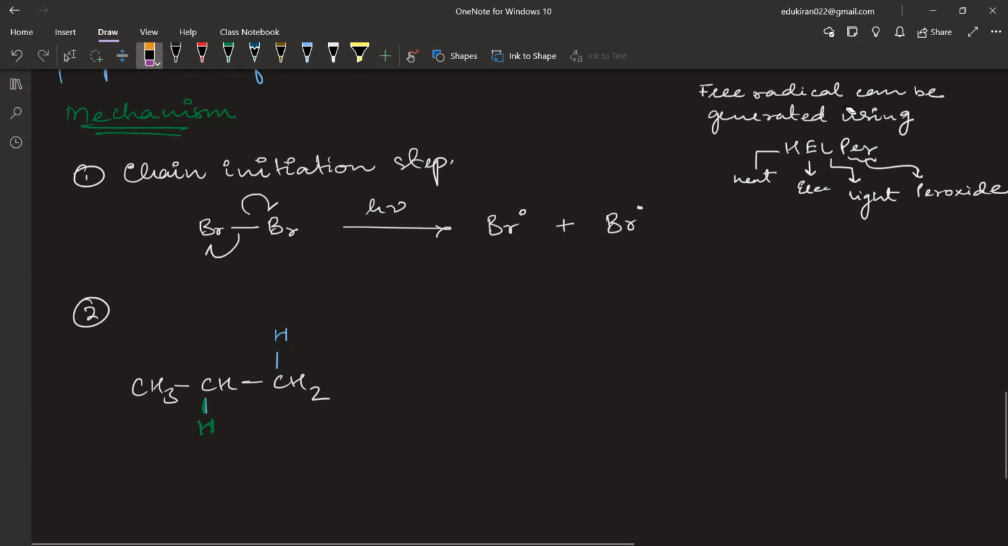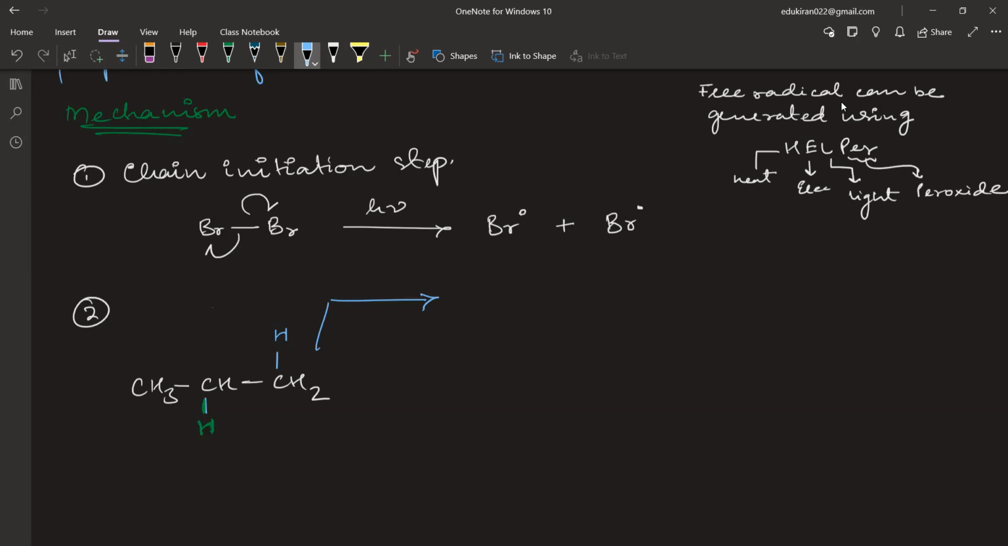We have two different kind of CH bond. We have a CH bond which is 1 degree in nature, this carbon is 1 degree, and this we have CH2 which is 2 degree in nature. Now the Br free radical, it doesn't care. They just need a CH bond. And if there is a CH bond, they are going to abstract the hydrogen.